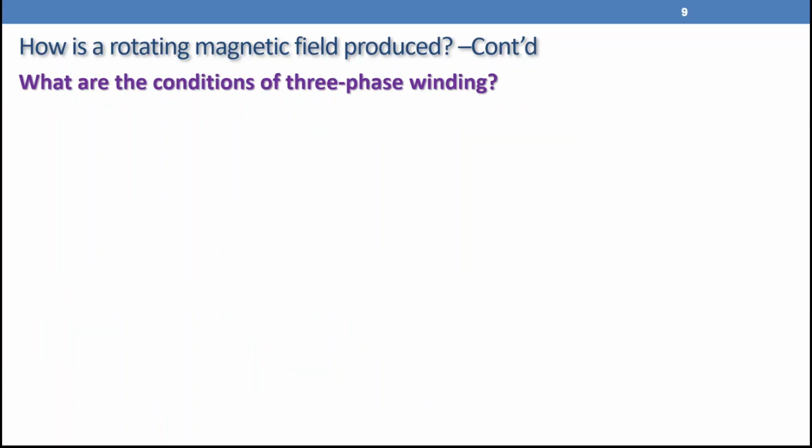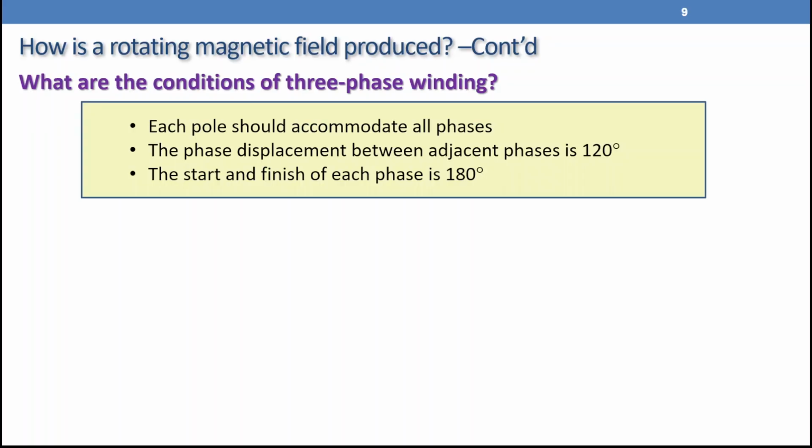Let us answer the third question, what are the conditions of three-phase winding, or how to construct a three-phase winding? We need to satisfy three conditions here. Each pole should accommodate all phases, the phase displacement between adjacent phases is 120 degrees, and the start and finish of each phase is 180 degrees.